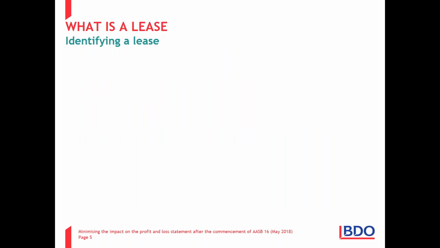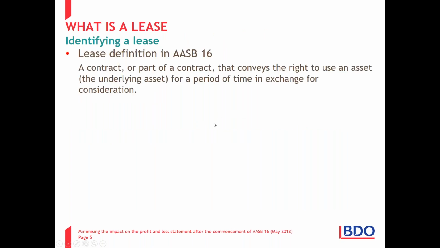So what is a lease? AASB 16 contains a number of definitions. One of them is what a lease is. And this definition is a contract or a part of a contract that conveys the right to use an asset, the underlying asset, for a period of time in exchange for consideration.